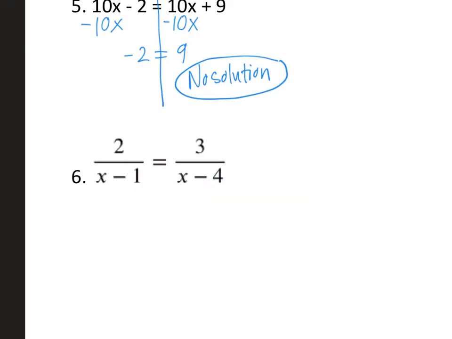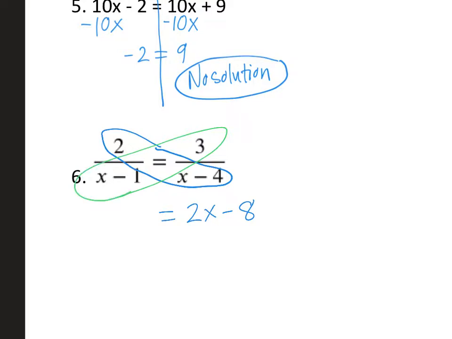In number 6, we have some complex fractions, and in order to solve this one, we're going to need to cross multiply. So first I'm going to cross multiply the 2 in the denominator of the right-hand side. When I do that, I get 2x minus 8, kind of like distributing. Then I'm going to do the 3 in the denominator of the left-hand side. When I do that, I get 3x minus 3.